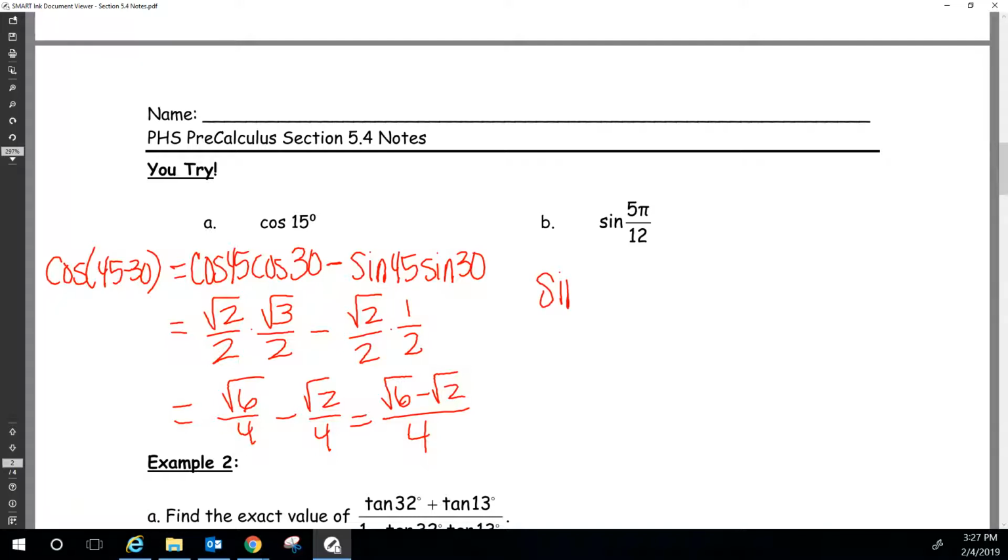We came up with in class pi over 4 and pi over 6. What happens when you add these together? What would be your common denominator? They both go into 12. 4 times what gives you 12? That was 3, so this would be 3 pi. 6 times what gives you 12? That would be 2, so this is 2 pi. And then 3 pi plus 2 pi gives you your 5 pi.